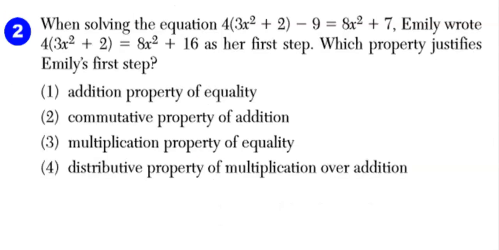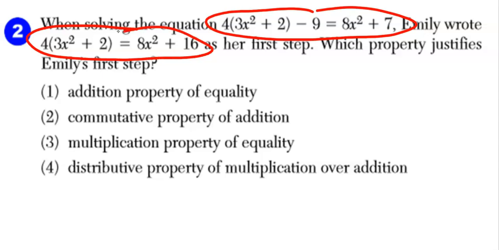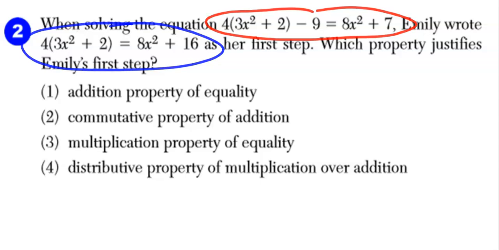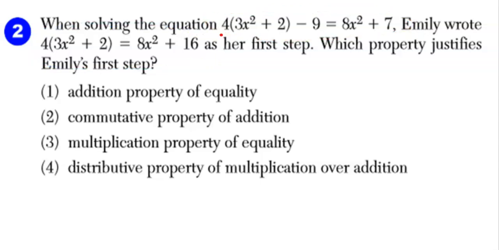Question number 2 asks you, what property justifies the first step that makes this equation from here in red turn into this one here in blue, right? So if I look at these two expressions here, they're exactly the same, but what comes after this expression is a minus 9, and that is not written in the next step.